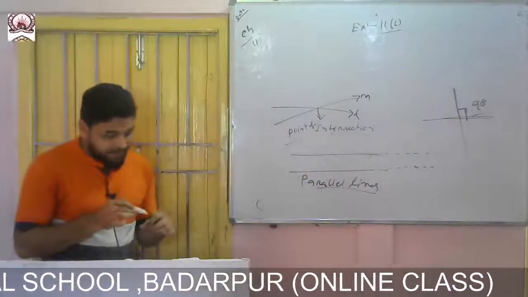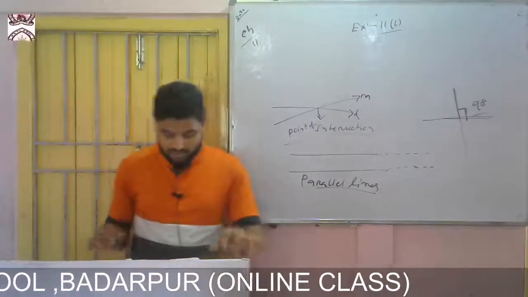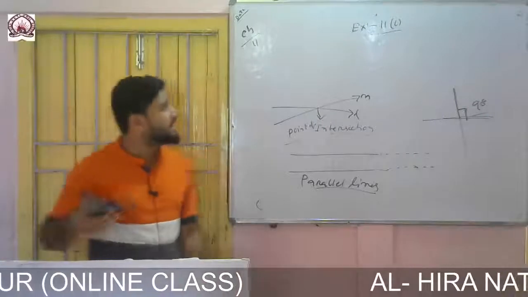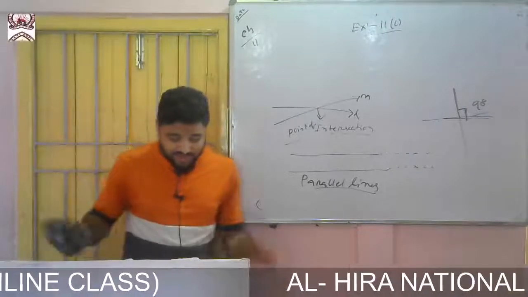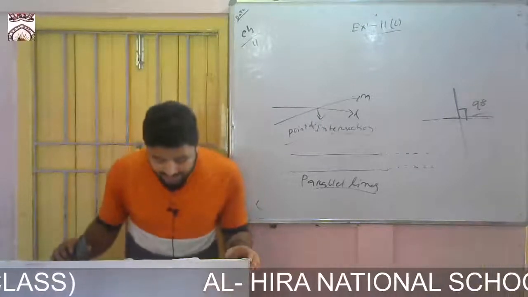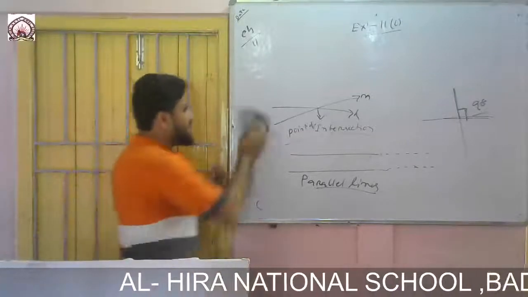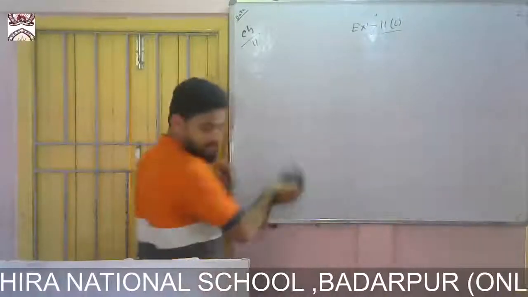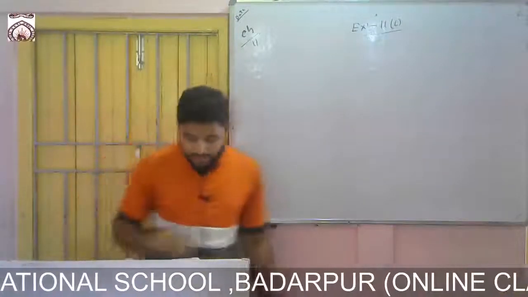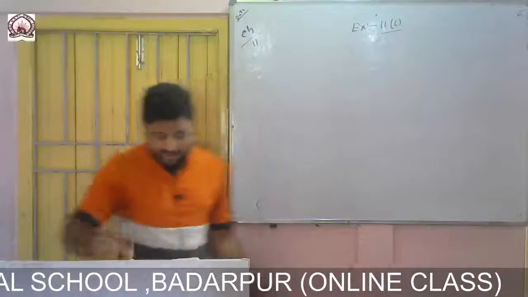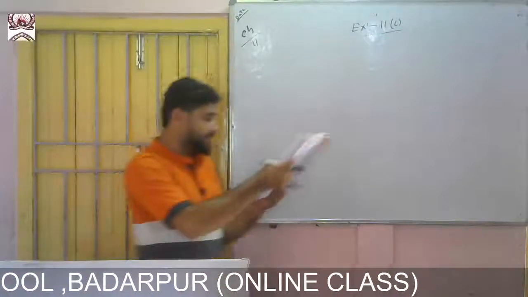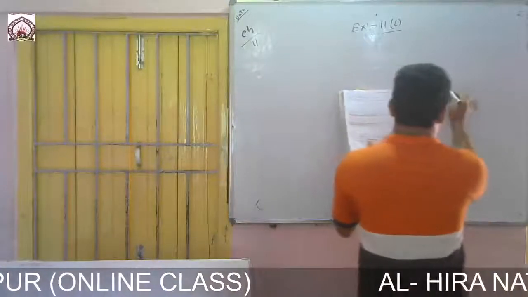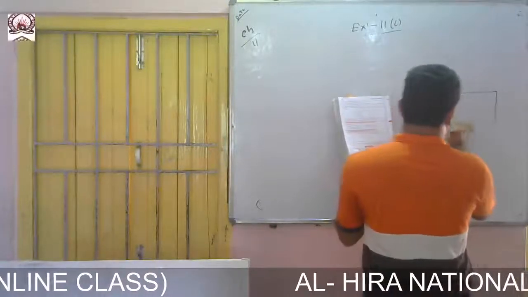Okay, now let us move towards the exercise. Exercise 11C. First you see, name the pairs of perpendicular and parallel lines in the following diagrams. So in question number 1, you see what is there, like this it is.